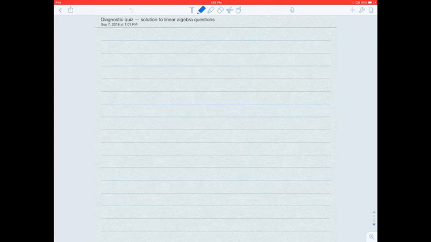I'm now going to give the solutions to the linear algebra portion of the diagnostic quiz. So onwards to question 7. The key concept for this question is eigenvalues and eigenvectors, and the same for the next question. So this is the following.